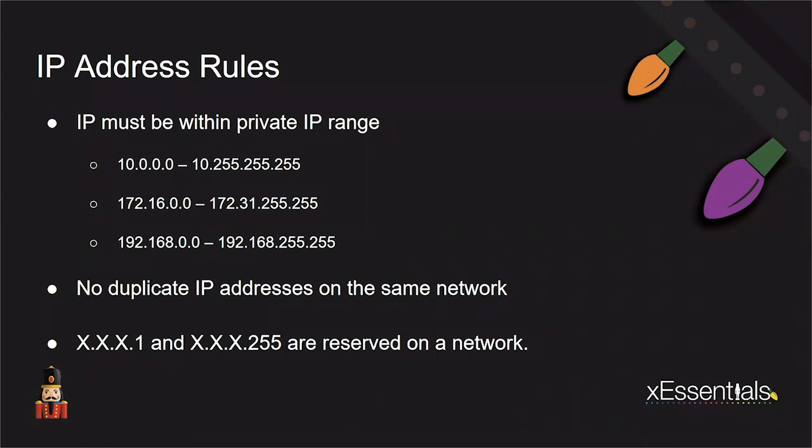And then the last rule, on most home networks, you cannot use .1 and .255. Those are special and reserved. Usually .1 is your router, and .255 gets into some advanced topics we aren't going to get into today. But just know if you're coming up with IPs, use between .2 and .254.